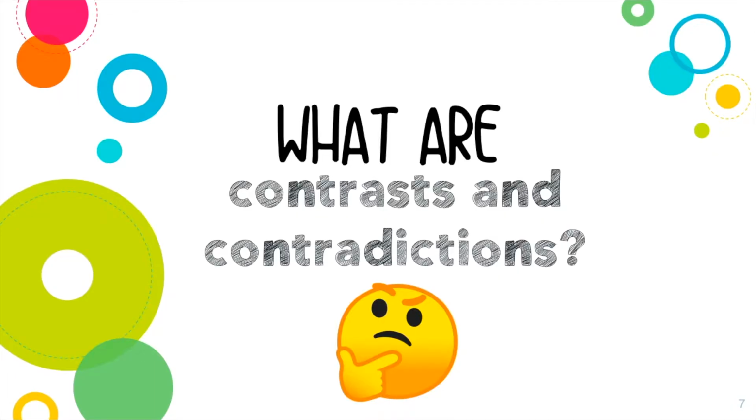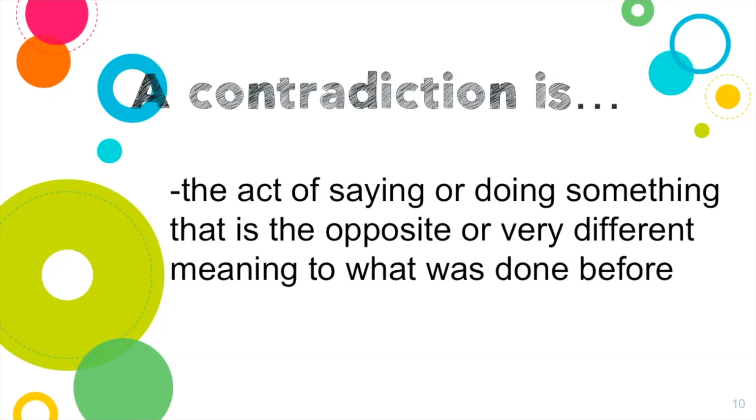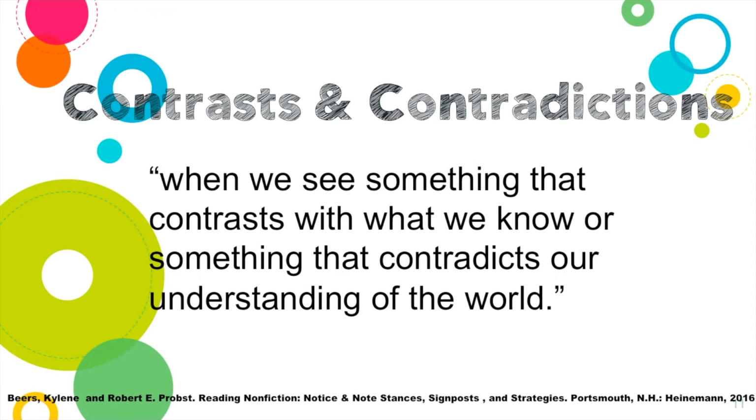What are contrasts and contradictions? Let's break apart each of those phrases. Contrasts are differences that we see that come up when comparing two or more things. A contradiction is the act of saying or doing something that is the opposite or very different meaning to what was done before. So you put the two together, contrasts and contradictions. When we see something that contrasts with what we know or something that contradicts our understanding of the world.